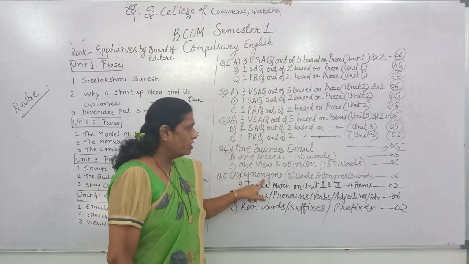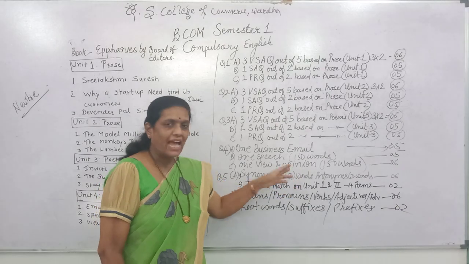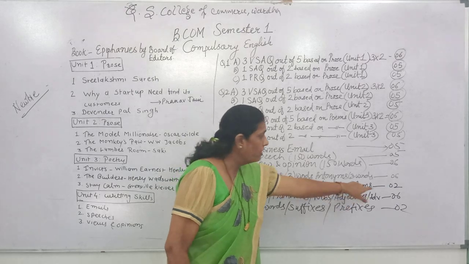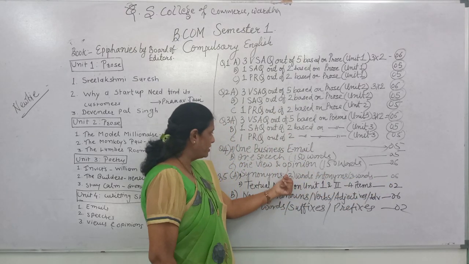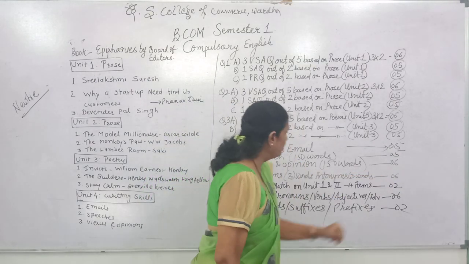Question number 5, synonyms and antonyms. 3 words would be given to you. You have to write synonyms. Either they can be in the match the pair form also. 3 synonyms would be there, 3 antonyms would be there, and the total is 6 marks.